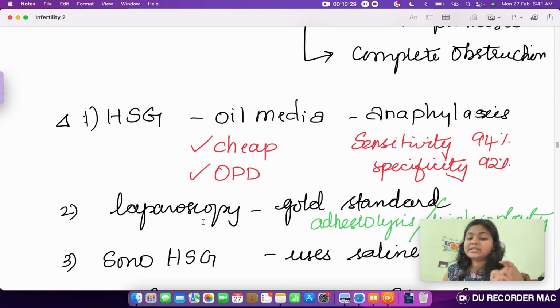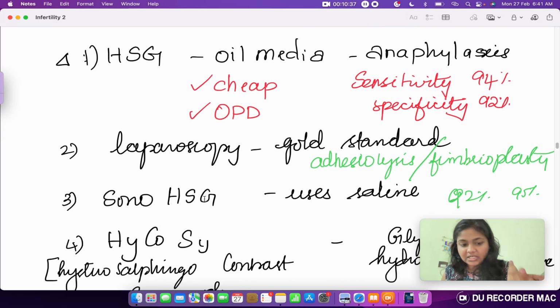Second thing is laparoscopy. That is a gold standard procedure, because during the procedure, if you find any adhesions, you can do adhesiolysis on the same sitting. If you find any fimbrial agglutination, fimbrioplasty can be done.